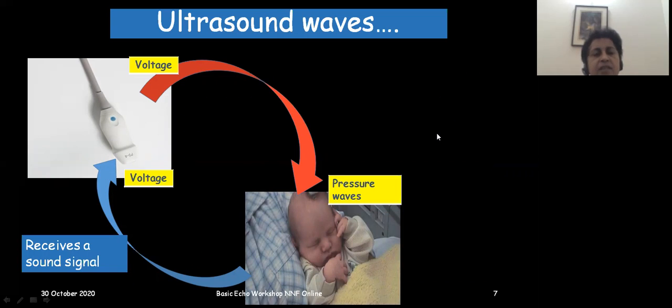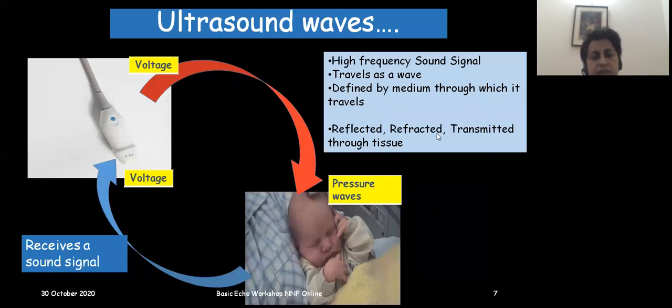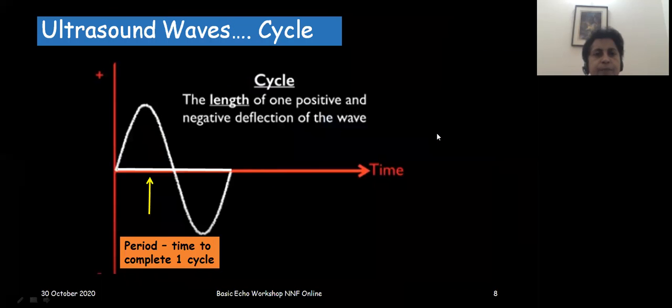An ultrasound is a high frequency sound signal which is emitted by a transducer, which goes into the baby in the form of a pressure wave, and it is reflected back and received as a sound signal by the transducer and converted into an image. So this sound signal is high frequency. It travels as a wave in a particular direction through a particular medium, and this can be reflected, refracted, or transmitted through tissue. But to understand ultrasound, we first go through certain terminologies.